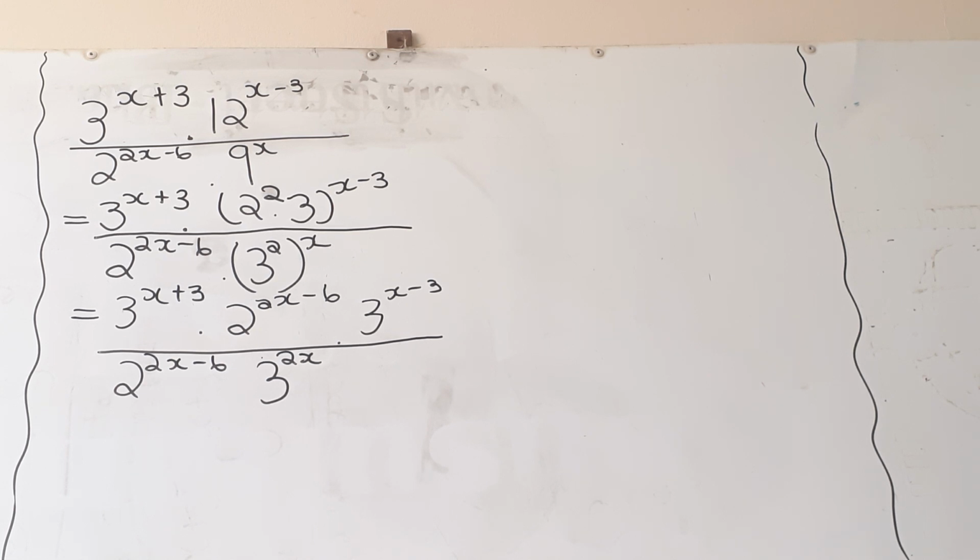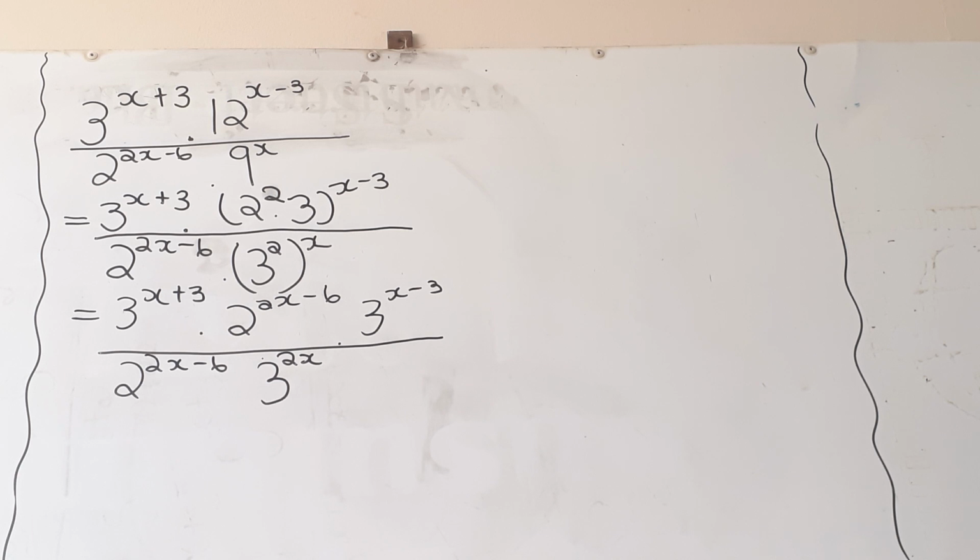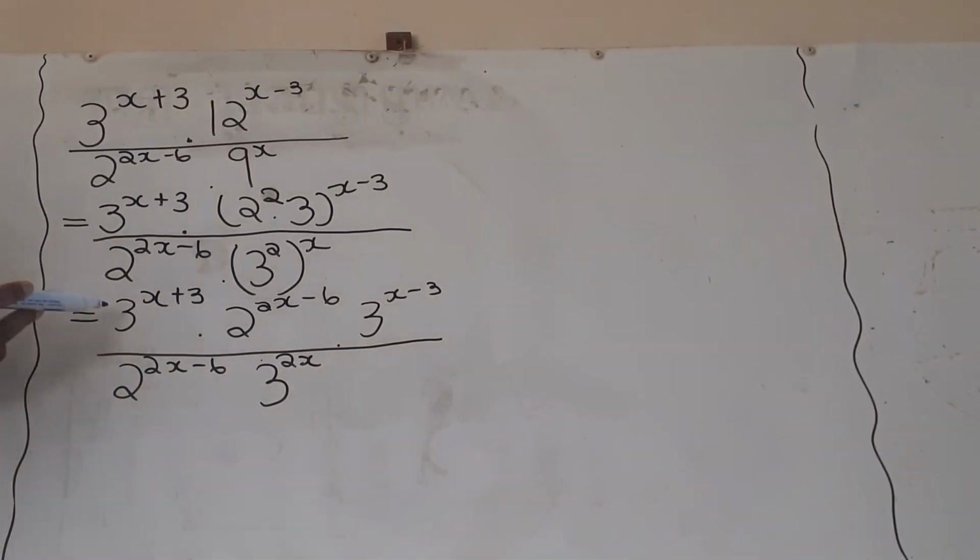So when you see something like this, you must know that those exponential rules are going to play a big part in trying to solve this expression in particular. So what we can do at the top is try to group the like terms, which is we have 3 to the power of x plus 3, and that side we have 3 to the power of x minus 3.